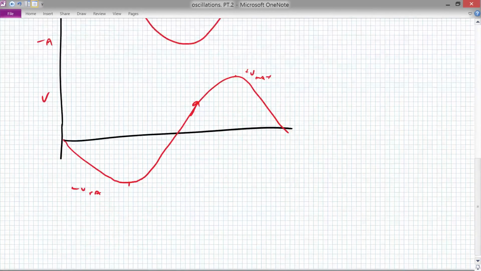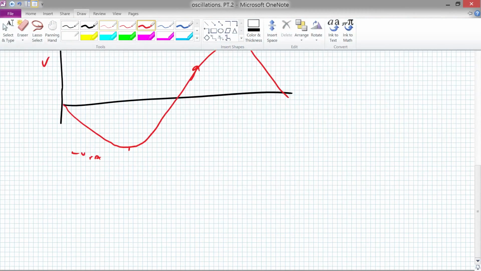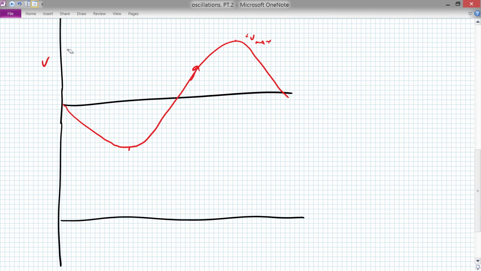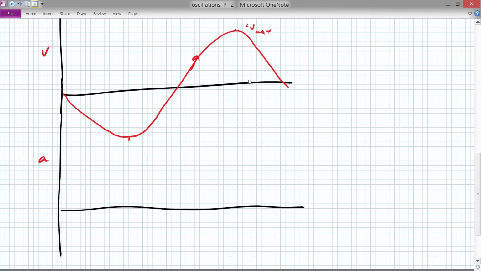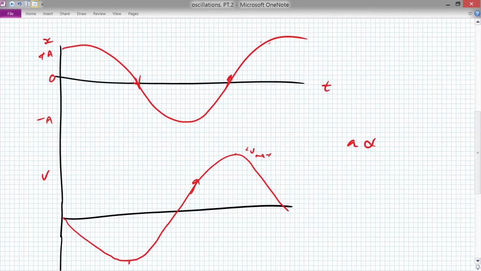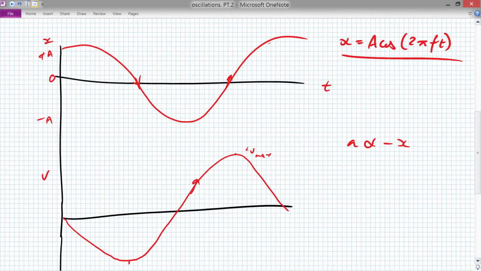And while I'm here, I may as well finally draw a graph for acceleration. Sorry, this is really rough and ready, just off the top of my head. Again, the easiest way to look at this is by remembering that A is always proportional to minus x. So whatever I've got here, I'm going to have the opposite for my acceleration. And it just so happens here that I've started off with x as a cosine, and that's absolutely fine. So the function looks something like that.